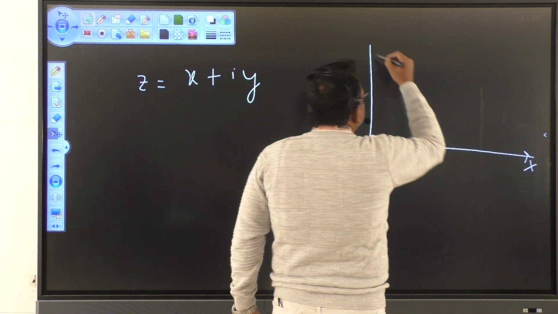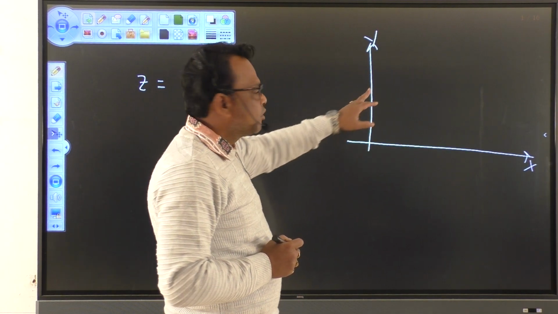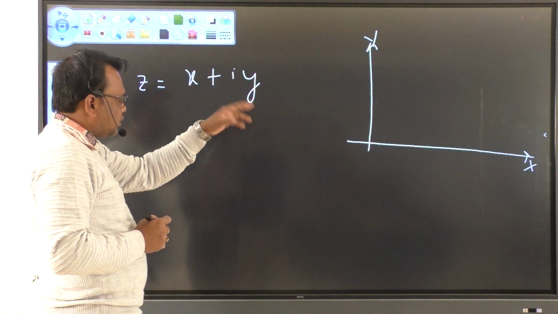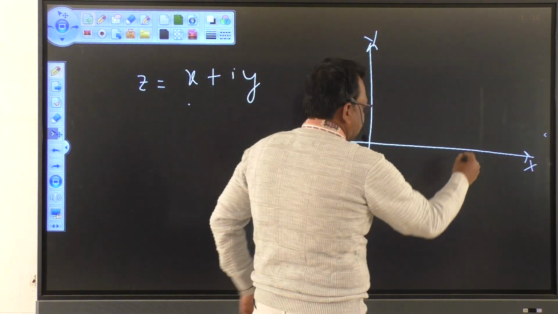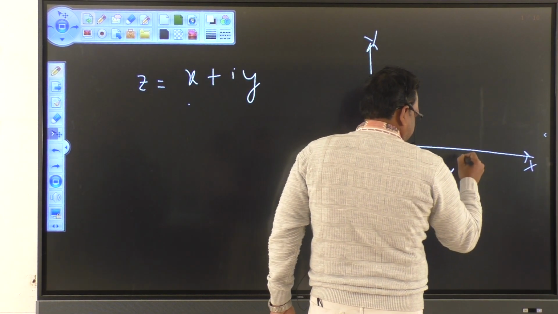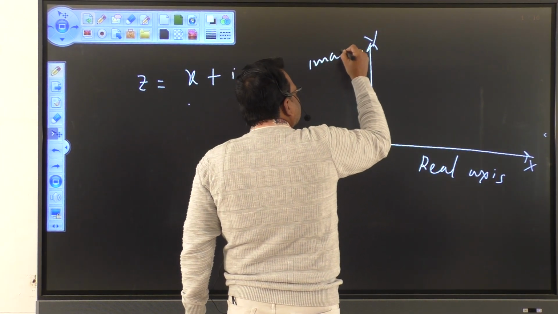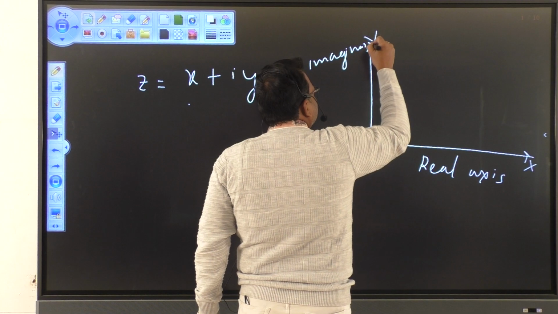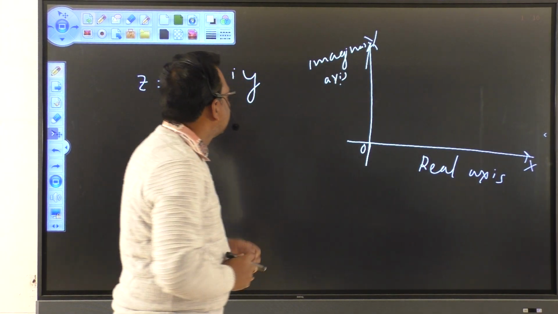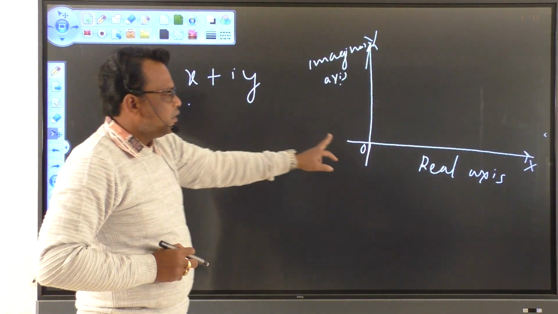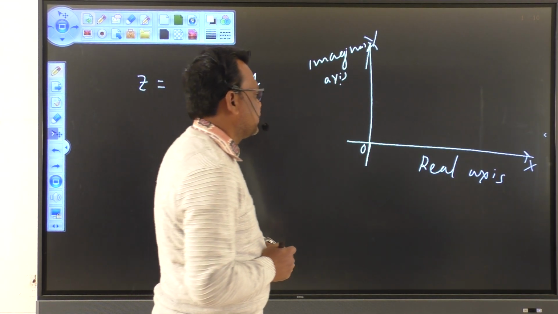X-axis, y-axis. In a coordinate system, we call them the x-axis and y-axis. When we draw a complex number in a plane, this plane is called the complex plane or Argand plane. This is the real axis. This is the imaginary axis. The real part of a complex number we will draw on the real axis and the imaginary part on the imaginary axis.